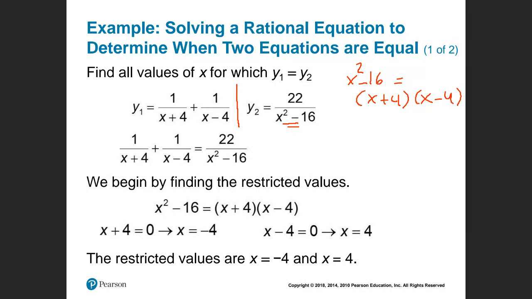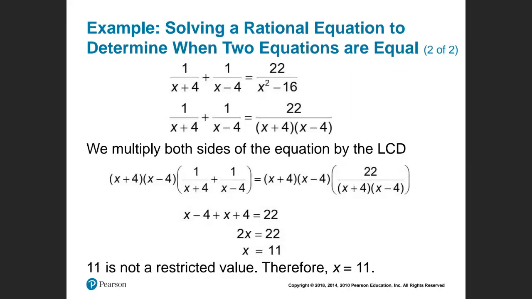So move to the right side, become negative. So the answer becomes x equals negative 4. The other side, x minus 4 equals 0. Move negative 4 to the right side, so the answer becomes x equals 4. The restriction values are x equals negative 4 and x equals 4. So this is the restriction. Remember that one. Now go to the next one.